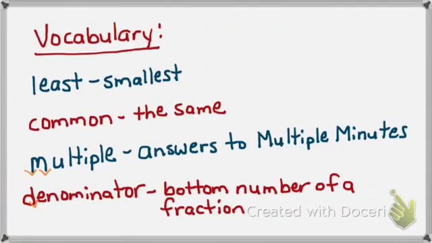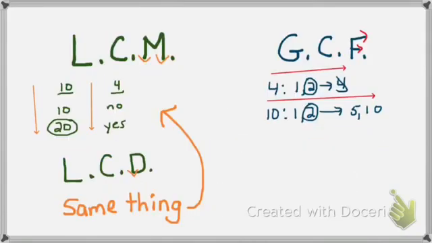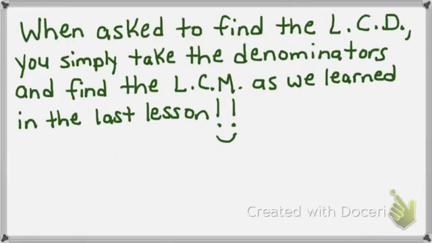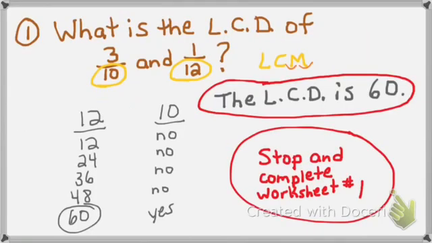So let's review. Least is smallest, common is the same, multiple are my answers to the multiplication tables, denominator is the bottom number of a fraction. Remember that LCD is the same thing as the LCM. The only difference is we're taking the denominators of the numbers and finding the LCM for them. So in this case, 3/10 and 1/12, we take our denominators, we go ahead and find the LCM like we've always done, and as soon as we find it, that is our LCD. It's the least common denominator, which is the same thing as least common multiple of the denominators.